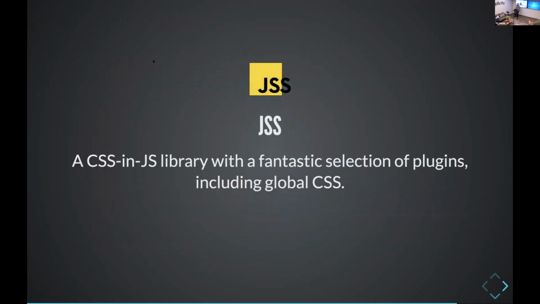JSS has a fantastic selection of plugins, including having that escape hatch, but it also allows you to plug in all sorts of advanced things. It specifically allows you to plug in Aphrodite. You can use it just as you use Aphrodite if you bring in that plugin. Styled components, it has that as a plugin. It has a fantastic selection of them.